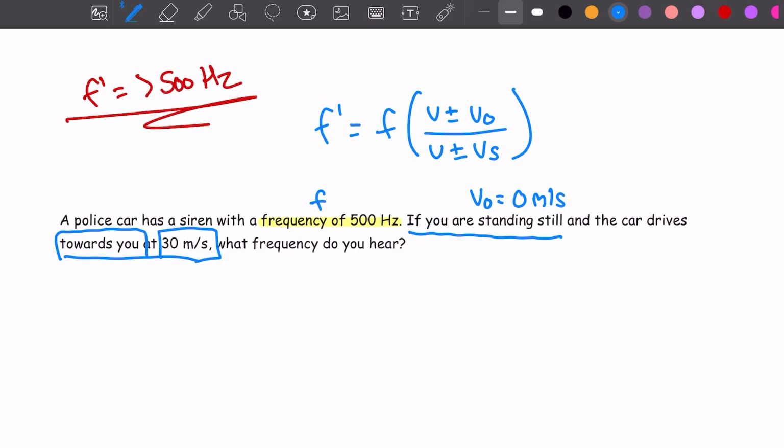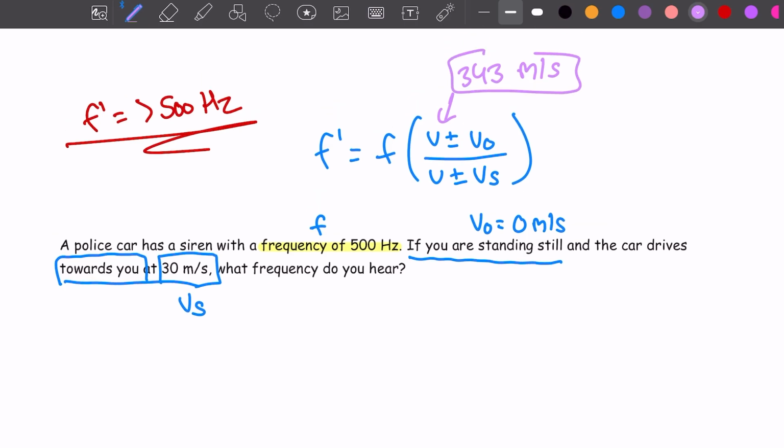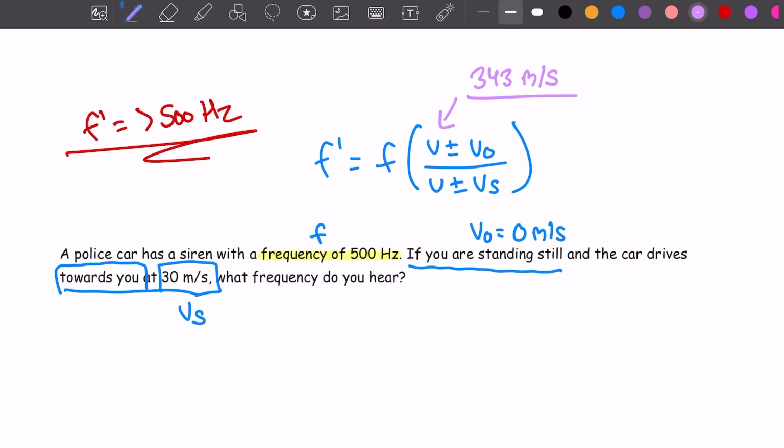And the speed of the source is 30 meters per second. They don't give us a V, but unless they give us a different value, we're always going to use 343 meters per second for speed of the sound waves. Alright, we have all the information we need. Let's just plug it into the formula.